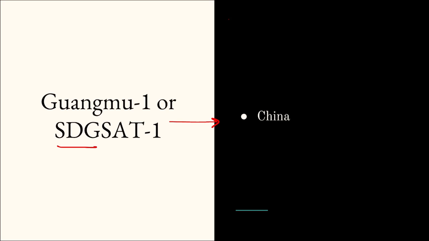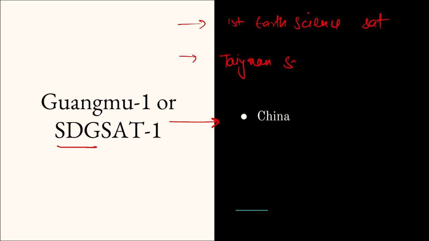Alright, then you should know this is the first Earth science satellite. First Earth science satellite was launched by which country? It was launched by China. Alright, important. It was launched from Taiwan Satellite Launch Center, that is located in the Shaanxi province. This is located in Shaanxi province, Taiwan Satellite Launch Station, from which this particular satellite, that is Guangmu 1, was launched. That is the world's first Earth science satellite launched by China.